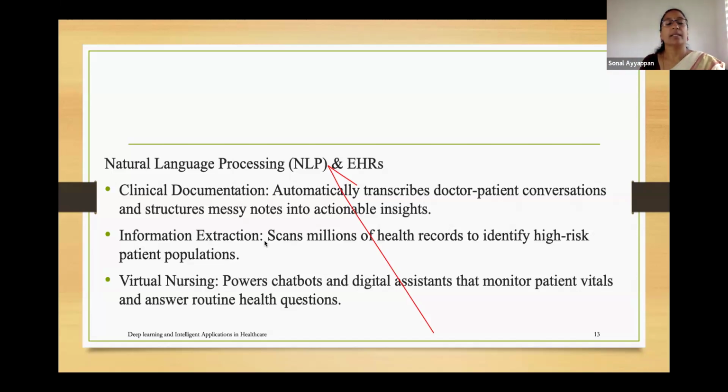Information tracking and extraction is needed. The high-risk patient population has to be identified. They have to be given priority, and this goes on.